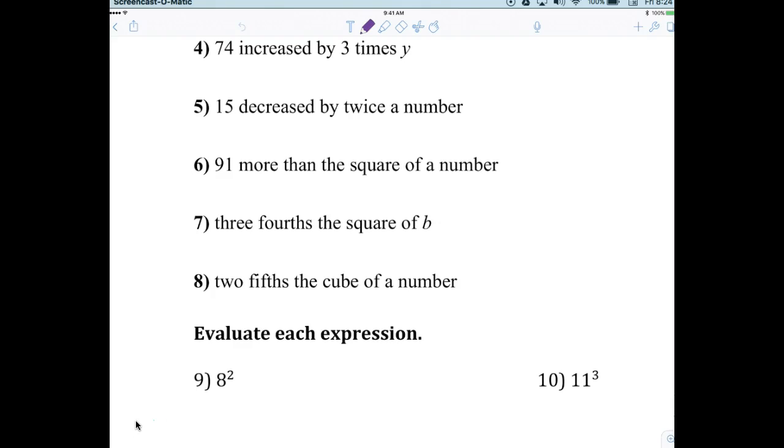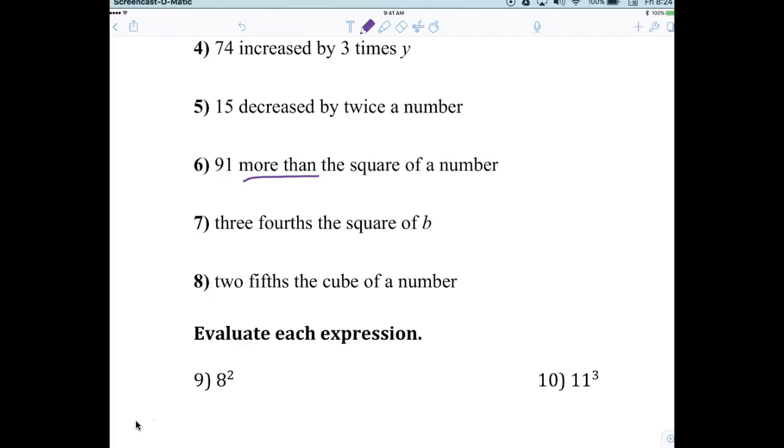All right, I want to say this one more time because this is one of the most missed questions on all standardized tests. It deals with more than or less than. If it's 91 more than the square of n, are you adding 91, or is it 91 plus? You're adding 91.